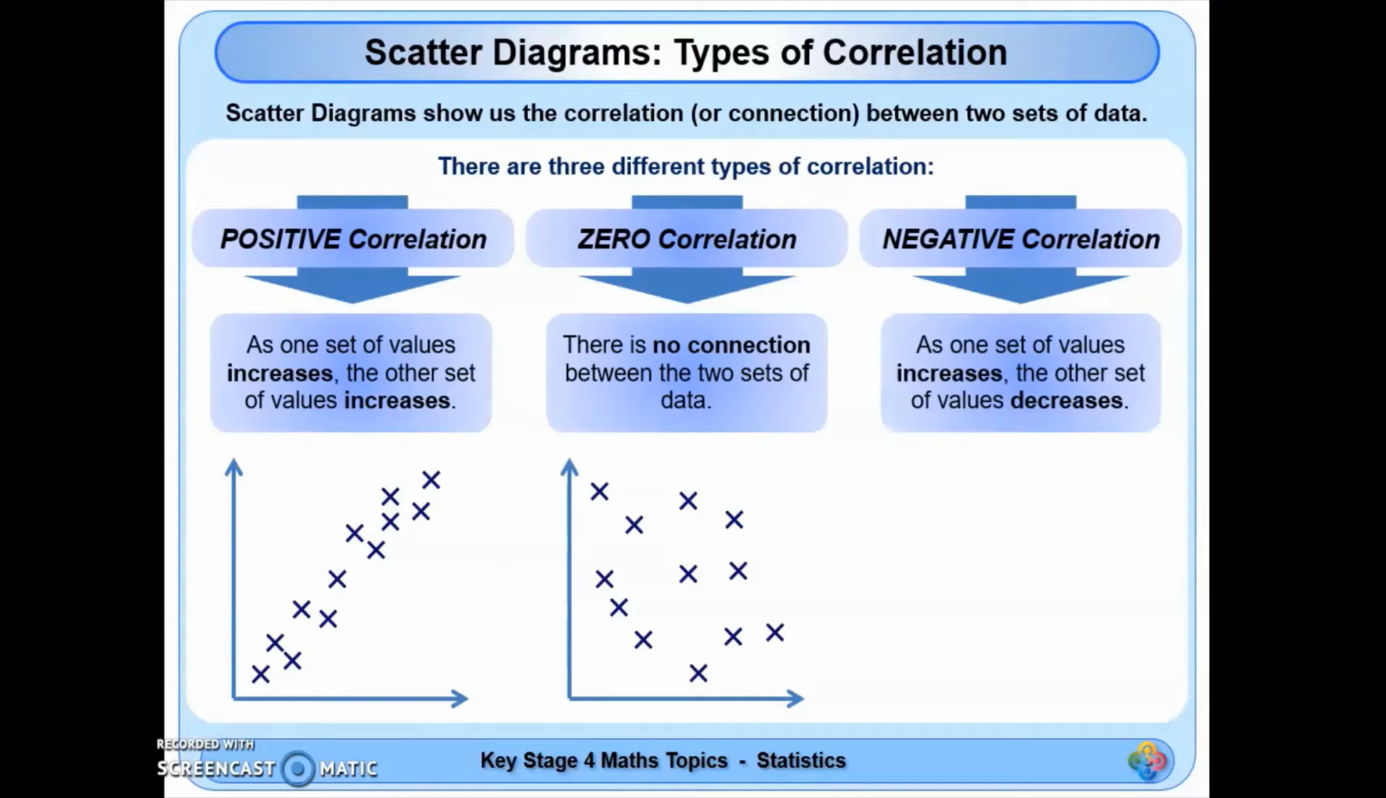We also have negative correlation. This is when one variable increases, the other variable decreases. What we would expect to see here is the scatter points producing a trend, but this time pointing downwards. Even though we're talking about a negative correlation, that does not mean there isn't a correlation. That means there is a connection, but it is a negative connection, a negative correlation.